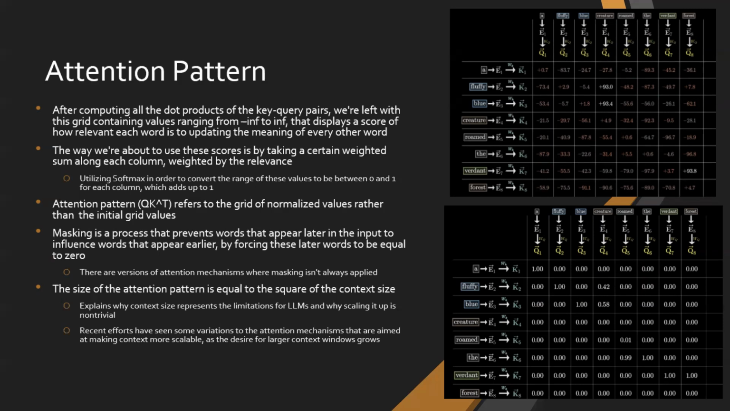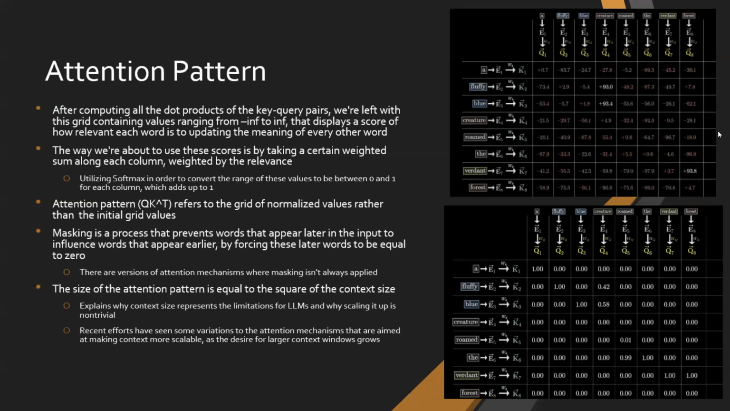The way we're about to use these scores is by taking a weighted sum along each column, weighted by the relevance. This is where we utilize softmax to convert the range of these values to be between 0 and 1 for each column, which adds up to 1, which we can see in our second image here, how all these numbers essentially got pushed to zeros and numbers between 0 and 1 in order for all the columns to equal 1. If you take this column, for example, and add it up, it'll equal 1. Or this column, if you add them all together, it'll equal 1.